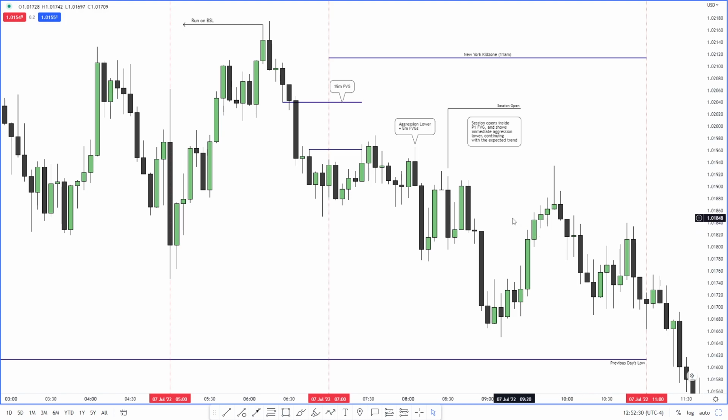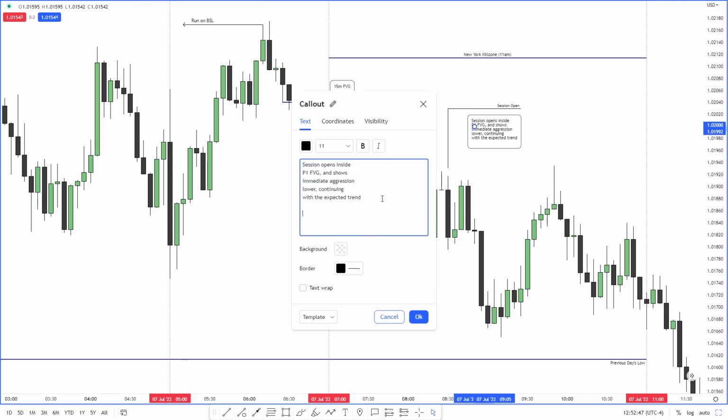Or another fair value gap was mitigated, as it would have been in this case, right? So that's the reason why I sold from here. And yeah, that's pretty much it. So session opens inside of phase one fair value gap, shows immediate aggression lower, continuing with the expected trend, and creating 5 minute FVGs to trade.